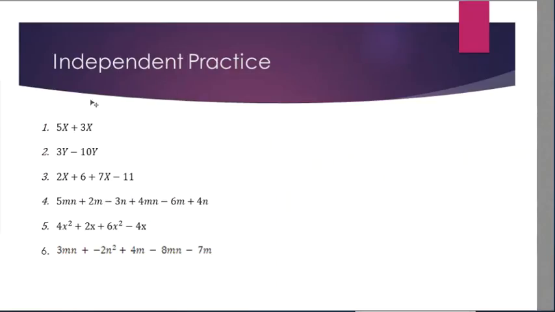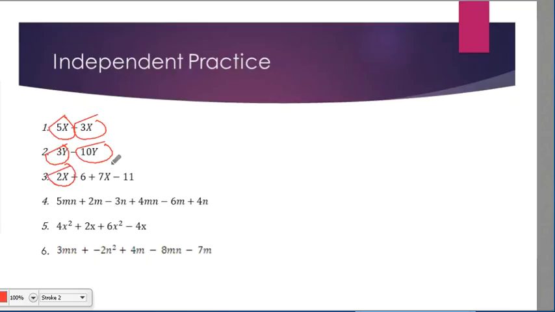As we look through here, we're just going to identify what the like terms are for each expression. So for question number 1, 5x and 3x are like terms. They both have a variable multiplied by x. Question number 2, 3y and 10y are like terms. They both are multiplied by a y. Let's look at question number 3. For question number 3, we have 4 terms here.